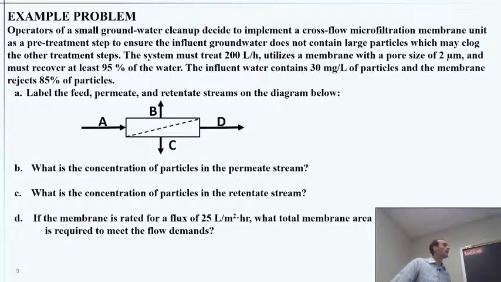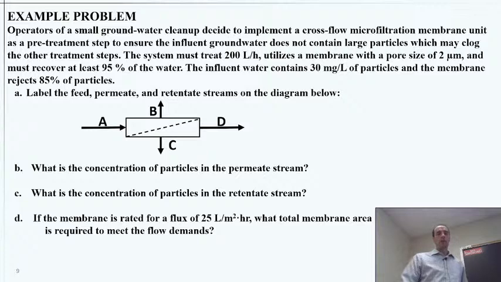So, all right. Here we have operators of a small groundwater cleanup who decide to implement a cross-flow microfiltration membrane unit as a pretreatment step to ensure the influent groundwater does not contain large particles that may clog up the rest of the treatment. The system must treat 200 liters per hour. It utilizes a membrane with a pore size of 2 micrometers. It's pretty large.